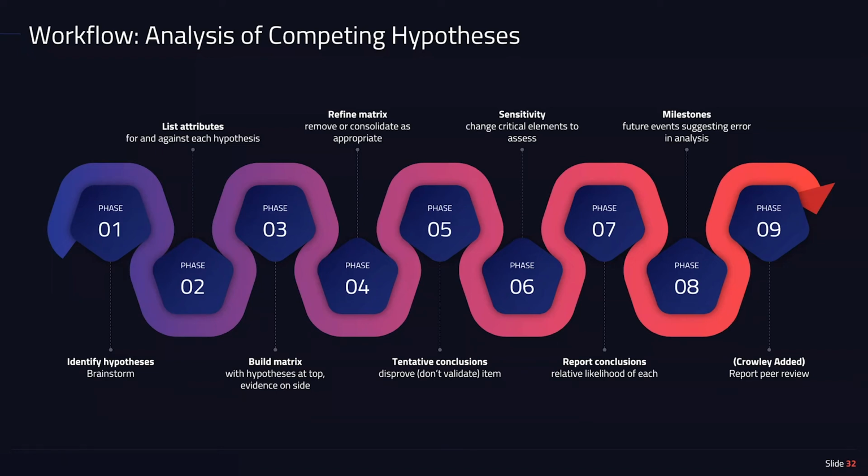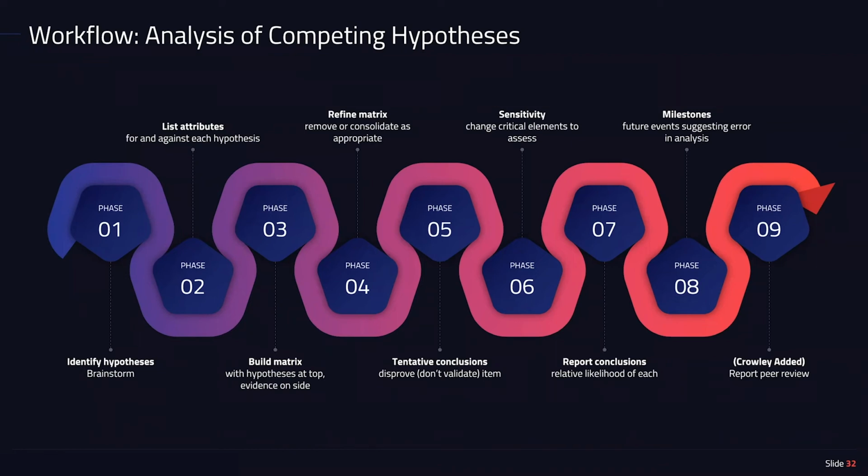This is the analysis of competing hypotheses. It was written by Richards J. Heuer. Heuer was an intelligence analyst at the Central Intelligence Agency, and he published a book by the CIA, publication body. The book is called The Psychology of Intelligence Analysis. And in that book, one of the chapters deals with a methodology for performance of intelligence analysis, which he calls analysis of competing hypotheses.